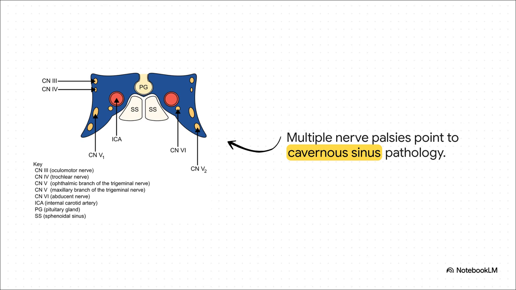Now shift your attention to the lateral wall. From top to bottom, you have cranial nerves 3, 4, V1, and V2. Because they are packed together so tightly in this tiny space, a classic board question will present a patient with simultaneous deficits of these very specific nerves. When you see multiple cranial neuropathies on one side, it absolutely screams cavernous sinus pathology.